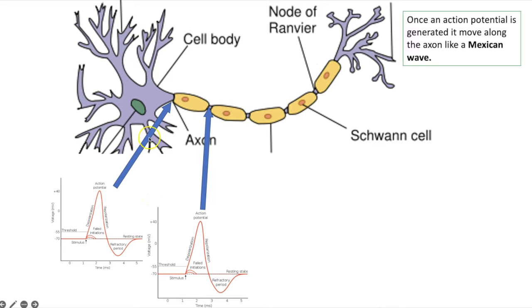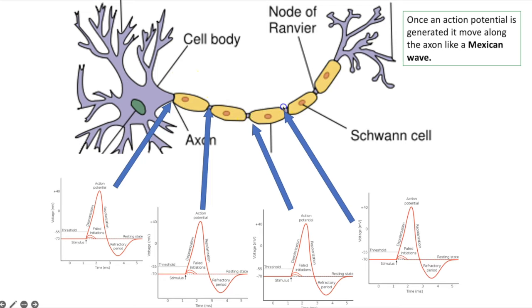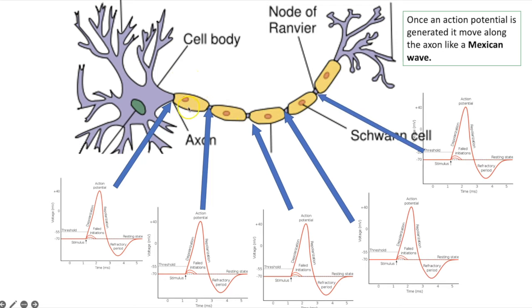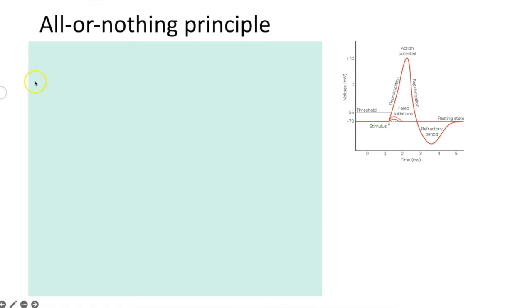So this is just what I meant by the Mexican wave. That action potential is generated at this point on the axon. That then jumps to the next node of Ranvier, the next one, and that will happen all the way along the axon until it reaches the end of that motor neuron, and then we get to a synapse.